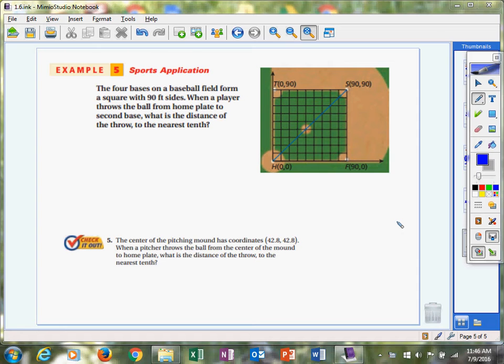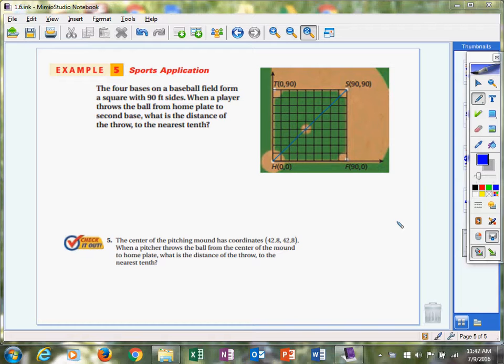The last example in section 1.6 for foundations for geometry. It's an application problem. I don't really care which method you use. If you would like to solve this using the distance formula or the Pythagorean theorem, I am good either way. Your book only shows one way, but I know that there's two. So let's take a look at this.